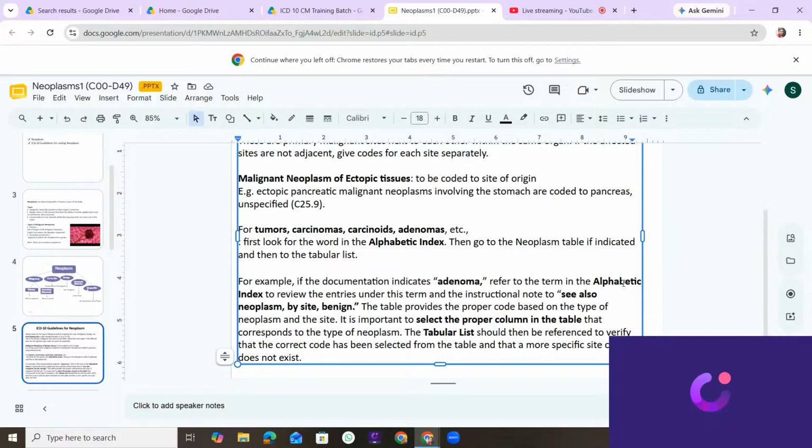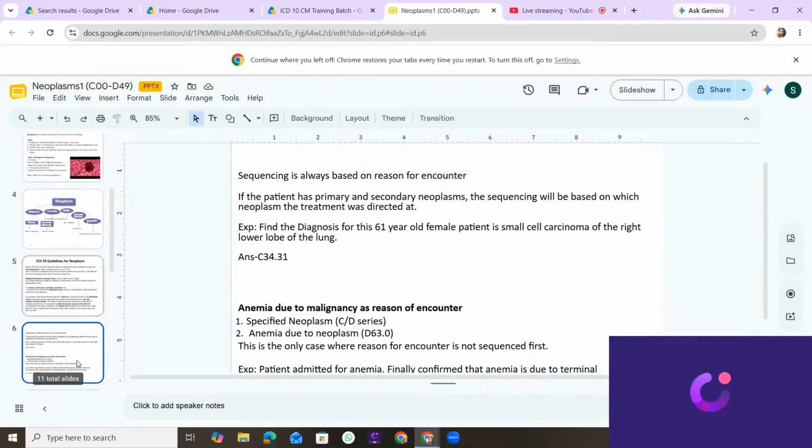The instructional note says see also Neoplasm, sites, benign. The table provides the proper code based on the type of neoplasm and the site. It's important to select the proper column in the table that corresponds to the type of neoplasm. The tabular list should then be referenced to verify the correct code has been selected from the table and that more specific sites do not exist. So we need to check and cross-validate all these types. Okay.